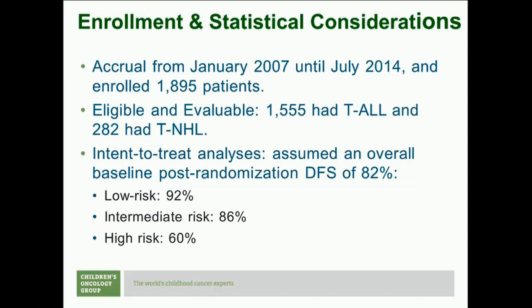So we used an intent to treat analysis and assumed an overall baseline post-randomization disease-free survival of 82%. Because you have to know what you think is going to happen so you can determine whether you've been successful or not. Our low-risk patients we thought would have an event-free survival of 92%, intermediate risk 86%, and high-risk 60%, based on previous trials.